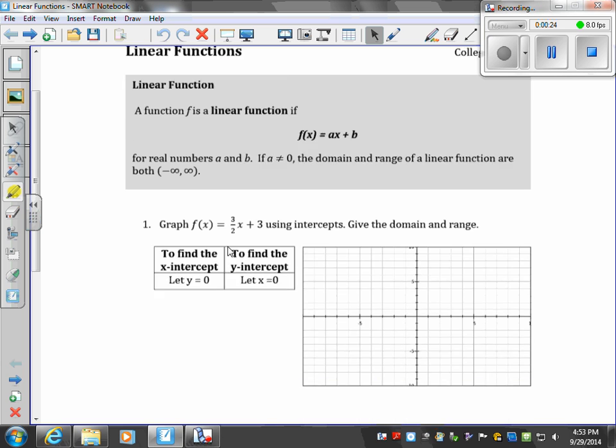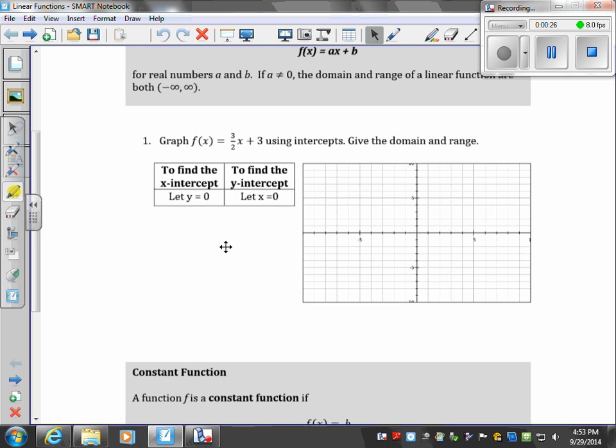Okay, so we've talked a little bit about intercepts before. It says graph the function using intercepts. It specifically told us to use intercepts. So to find the x-intercept, let y equal 0; to find the y-intercept, let x equal 0, plot these over here, and then determine the domain and range. So the first thing we're going to do is let y equal 0.